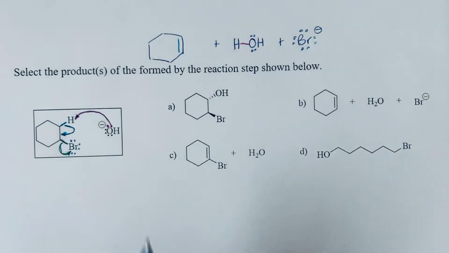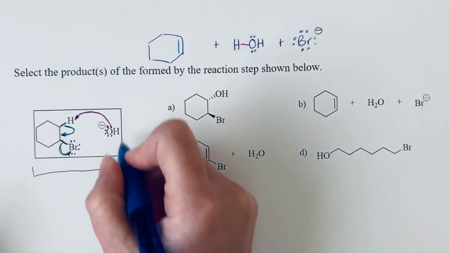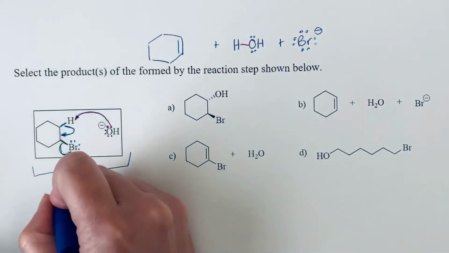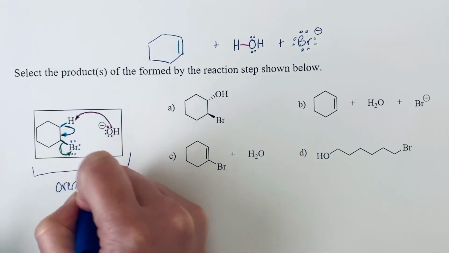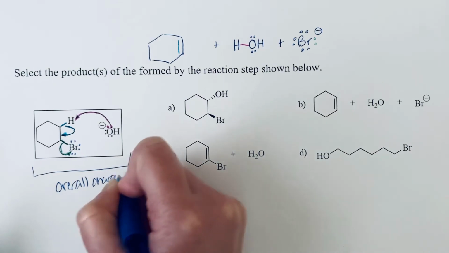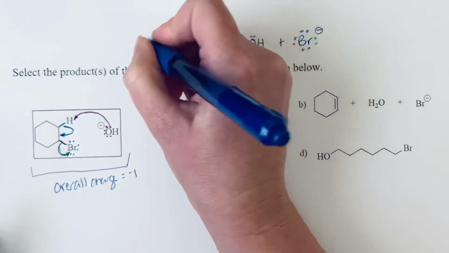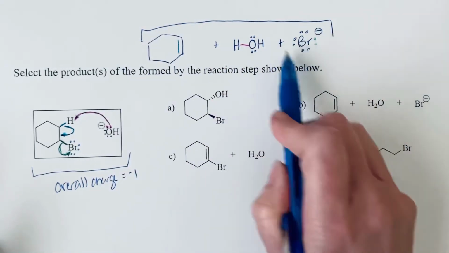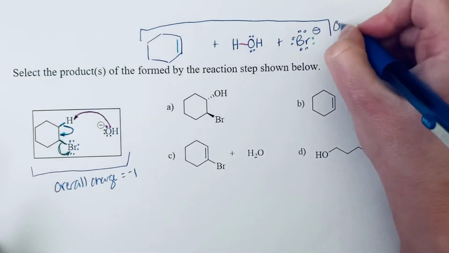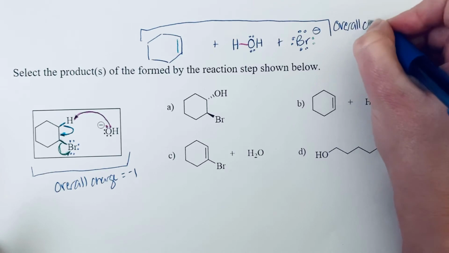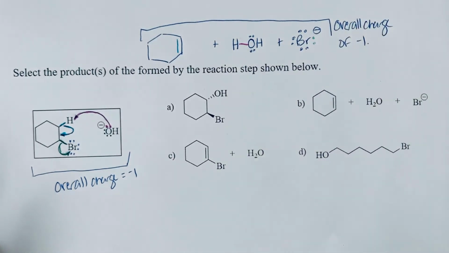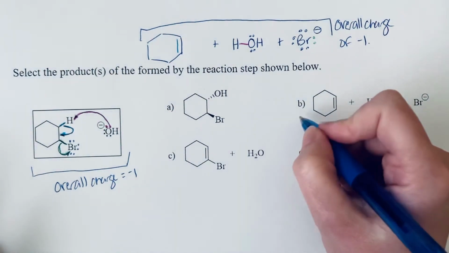Okay, so notice that we started off with a system that had a neutral molecule and a negatively charged molecule, so an overall charge of -1. And here, our cyclohexene is neutral, our water is neutral, and then we have the bromide with a -1. So we also have an overall charge of -1. Okay, and so this is option B.